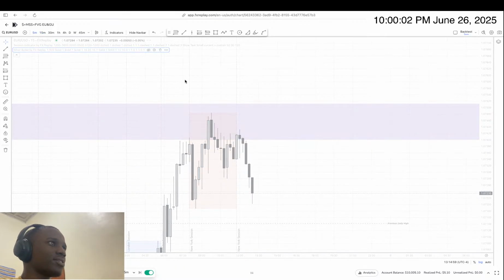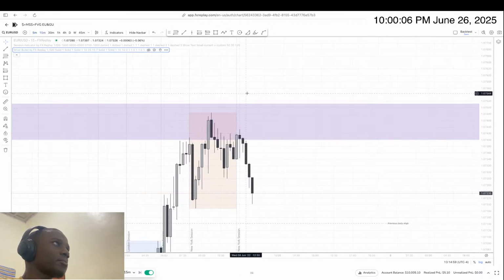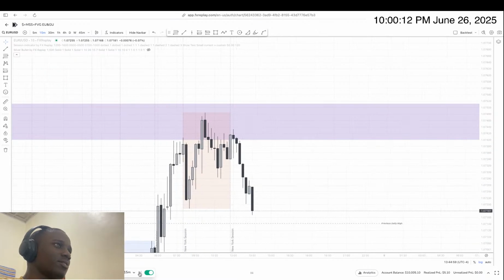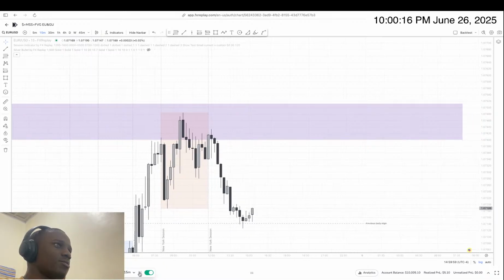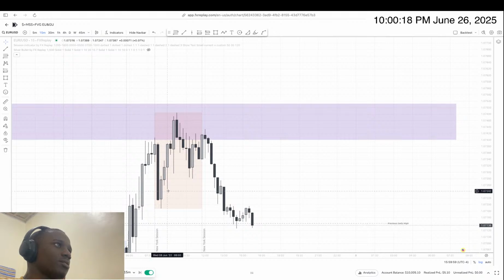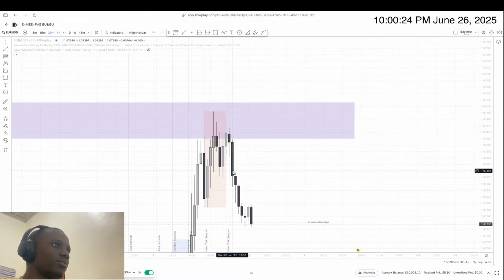I don't think it's even clear in the 5 minutes. It's not that clear, but 15. Let's see if we retrace into this or this fair value gap. Fair value gaps that are in a good position. Entry. Come on, just provide an entry. It's easy. How does the 30 minute look? 30 minutes created a fair value gap, which means at least we'd enter off of somewhere here.